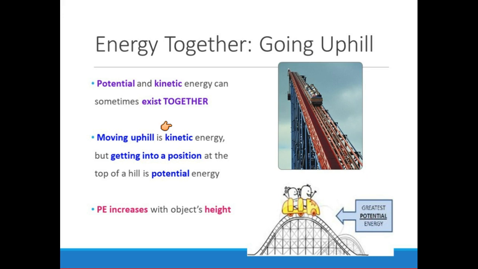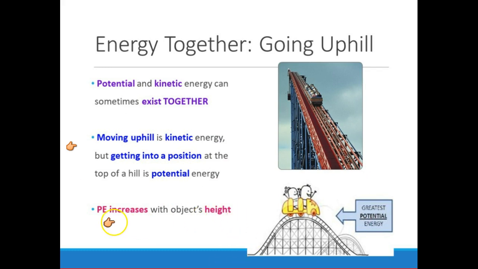But again, we're getting higher and higher, which means we have more and more possibility of falling. And what type of energy is that? As we get into position at the top of the hill. Yes, exactly. It's going to be potential energy. So we can see that these are actually happening at the same time, because not only is the roller coaster moving, but it's also getting higher and higher. Okay, smiley faces if that makes sense. Kinetic and potential can exist at the same time.